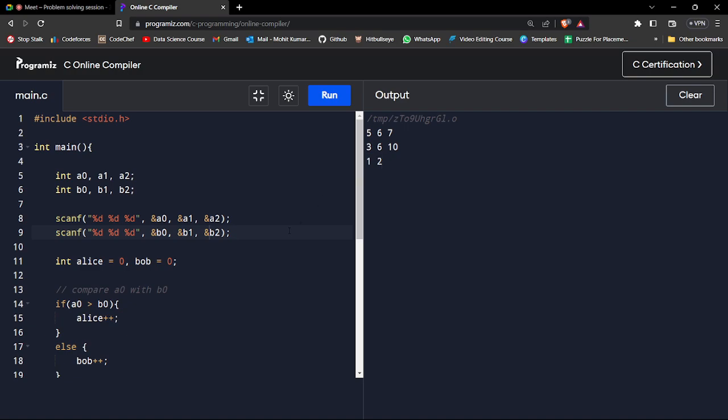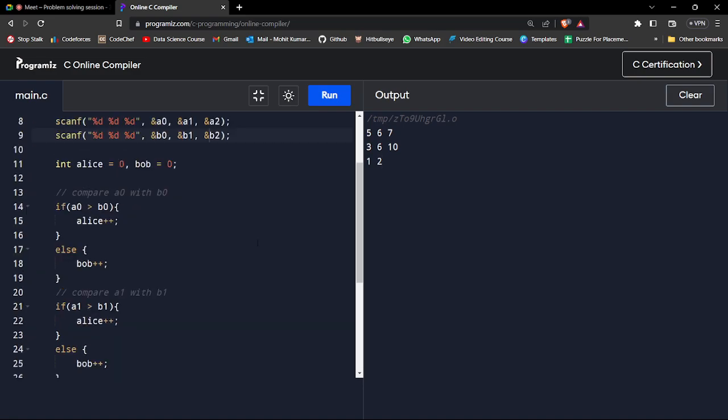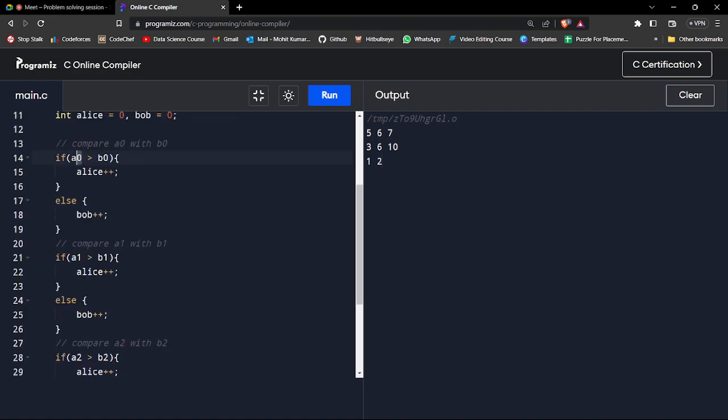Okay, so let's just come here, A0. A0 is 5 and B0 is 3, right? So 5 is greater than 3. Yes, true. So Alice gets 1 point, Bob gets nothing. Okay, Bob got nothing.